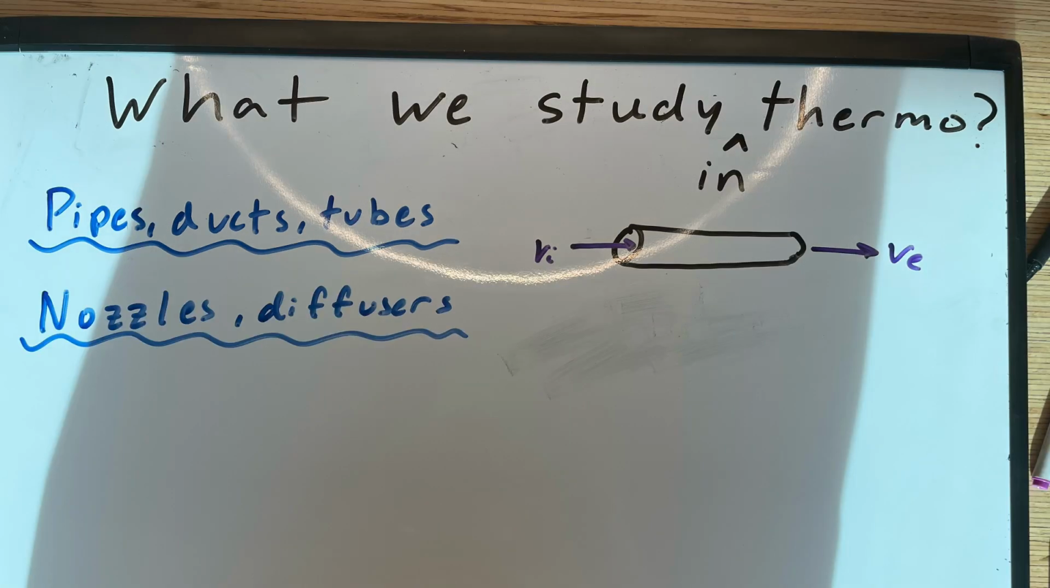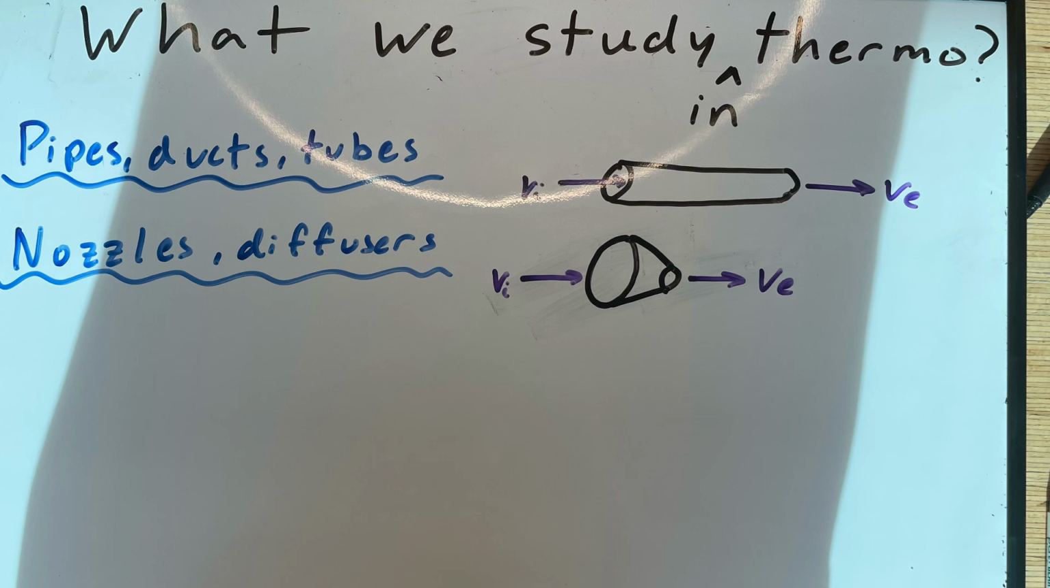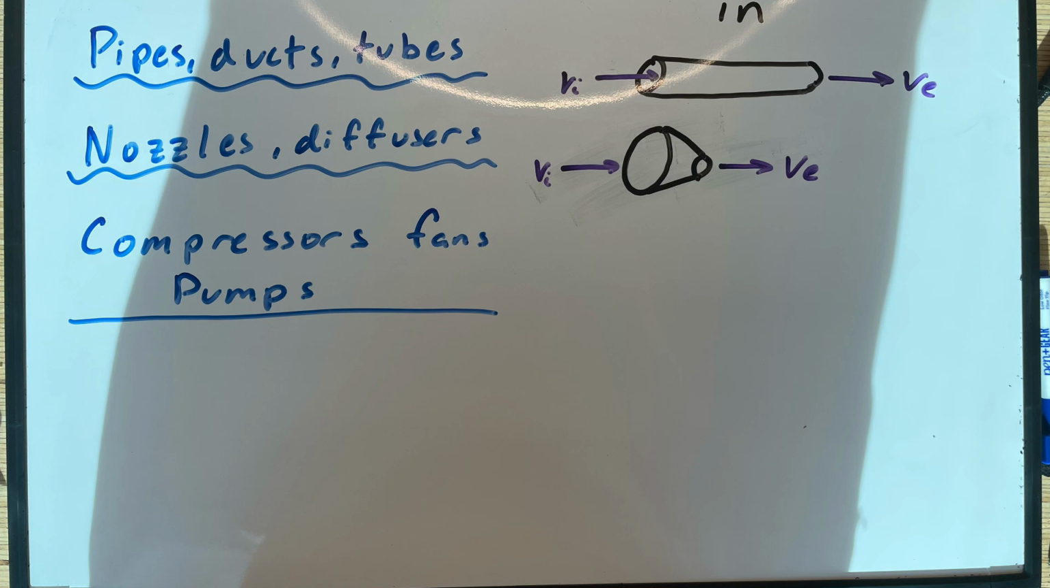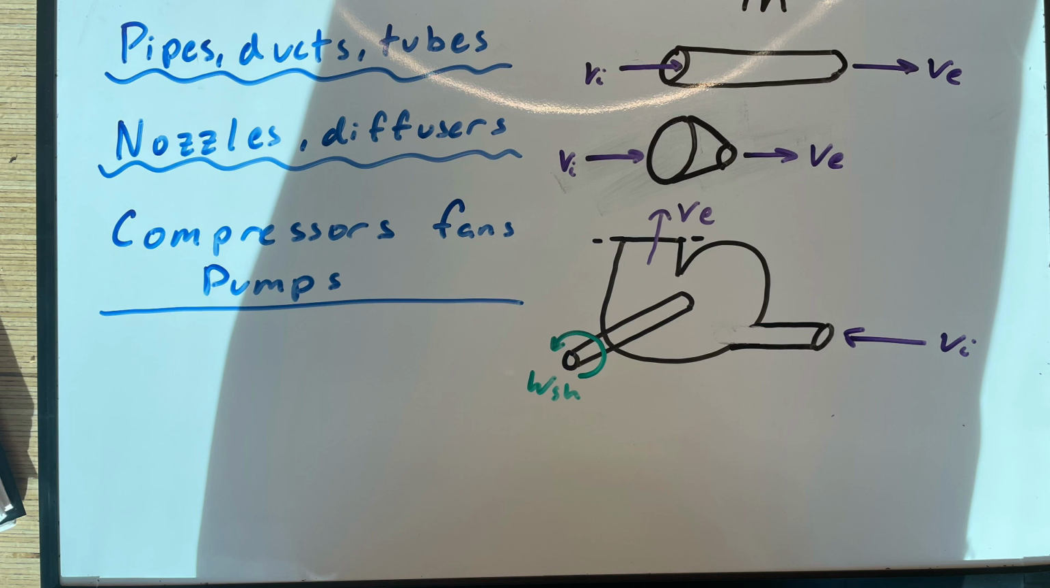Nozzles and diffusers, on the other hand, are like pipes, but instead of having constant inlet and exit area, they have two different inlet and exit areas. Compressors, fans, and pumps are also systems in which work is put into or taken out of the system involving flow. For example, a turbocharger from a combustion engine would be a compressor.